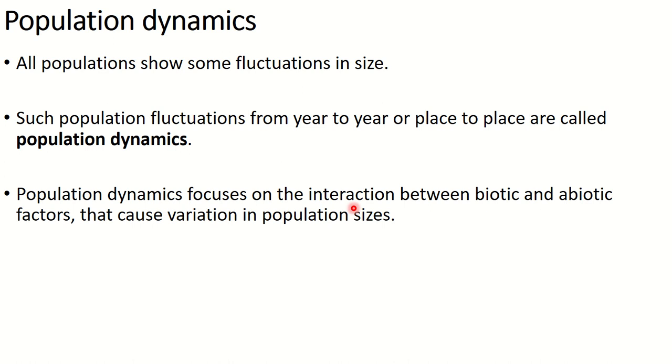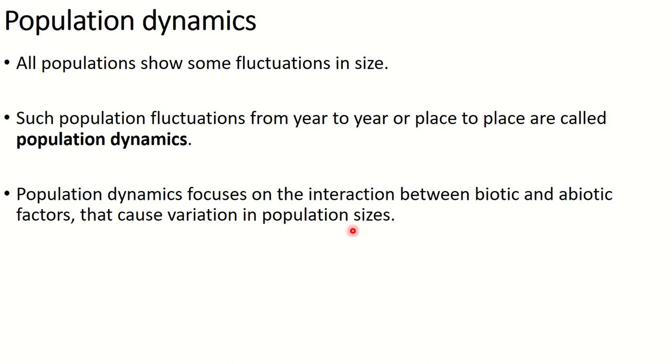Such population fluctuations from year to year or place to place are called population dynamics. So what are the dynamics? Those are all those variables and those attributes of a population that are changing over time. That's considered to be the dynamics of that population. How does that population do it? It's its dynamics, how it changes and fluctuates over time. So it's often related to a specific place over a specific period and all those interactions.